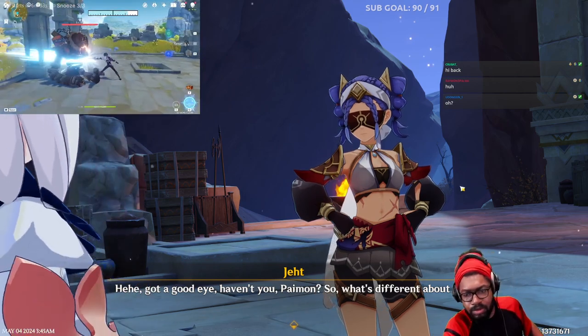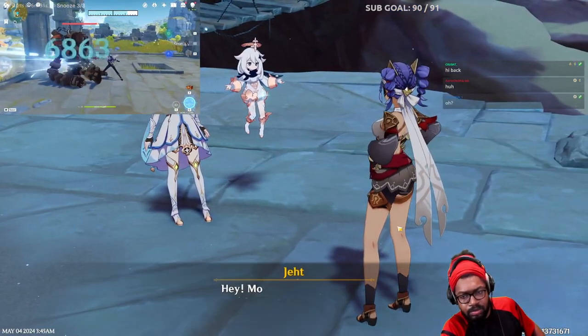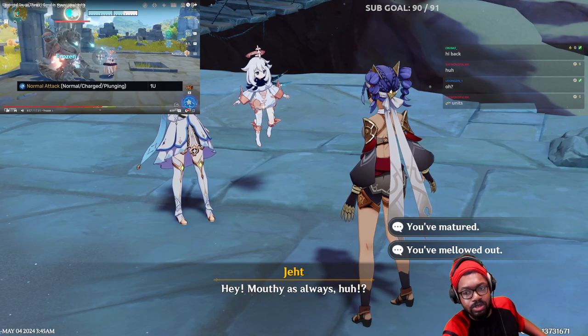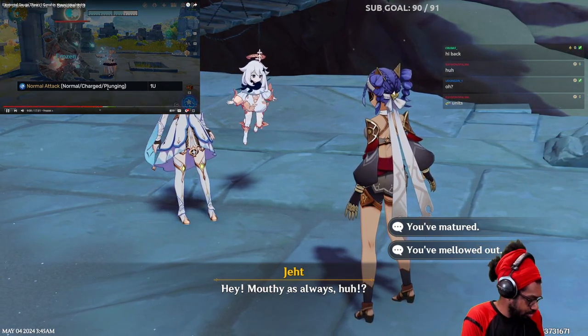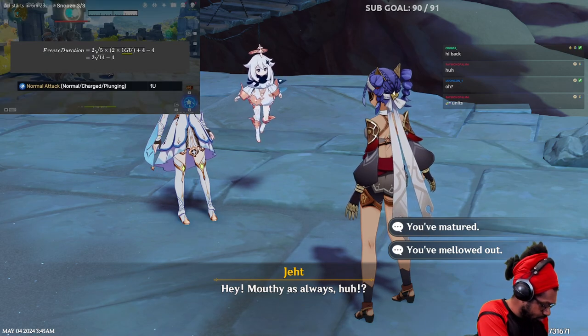For example, here I'm using a 2U Cryo Aura and a 1U Hydro trigger. You look more tanned. Thanks, my mom. Between these two, the 1U Hydro attack has fewer gauge units, so the freeze duration is calculated based on that.